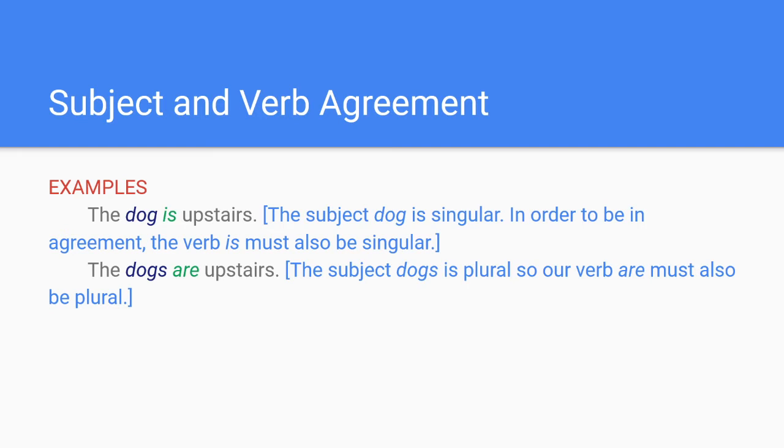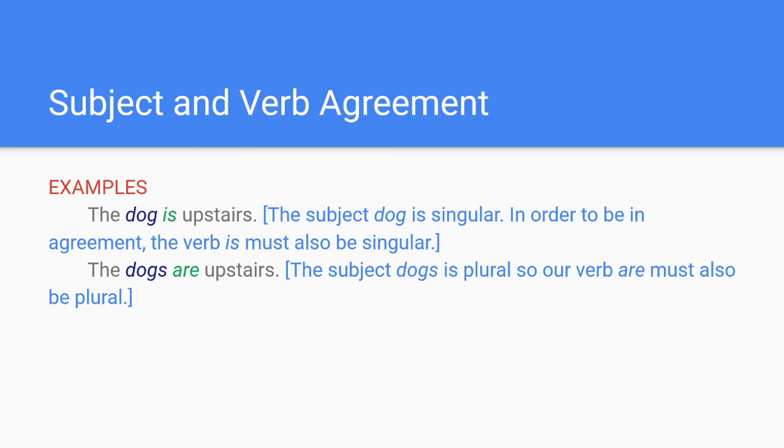Now, when you're writing this and when you're speaking this, probably more when you're speaking it, it jumps out at you when you have the wrong form of the verb. So if you were to say, the dog are upstairs, it wouldn't feel right. If you were to say, the dogs is upstairs, it doesn't feel right. This is a very basic form of this type of agreement. And at this point, we're probably not making a lot of mistakes along these lines. Here and there, maybe, but not often.